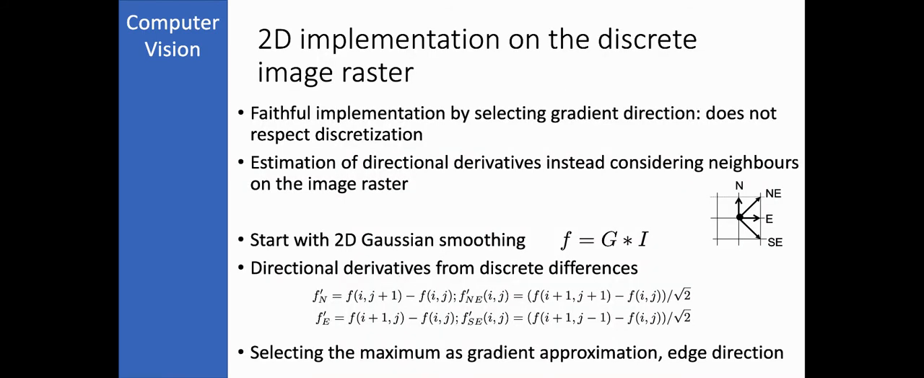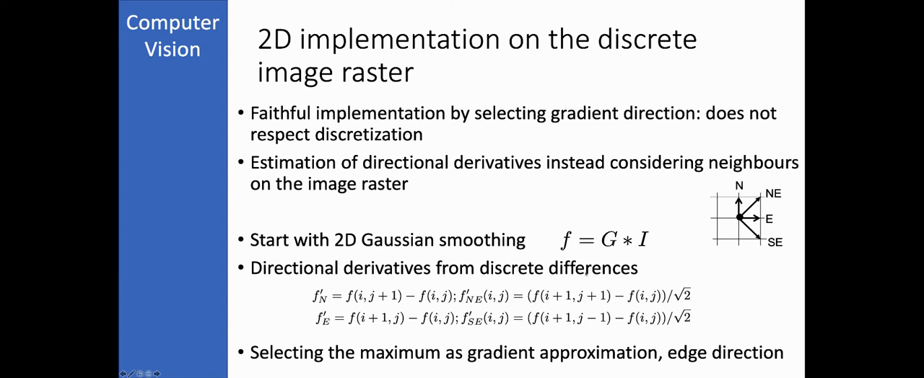But the problems are not over, because we are always working on a discrete image raster, while the edges in an image can be in any direction. So it's a difficult problem. There are multiple implementations that do interpolation of the edge in the image, trying to reduce the effects of discretization. But here we will talk about the faithful implementation, by not selecting gradient directions that do not respect the discretization. So in estimating the derivatives in different directions, we are only going to estimate derivatives in 4 directions.